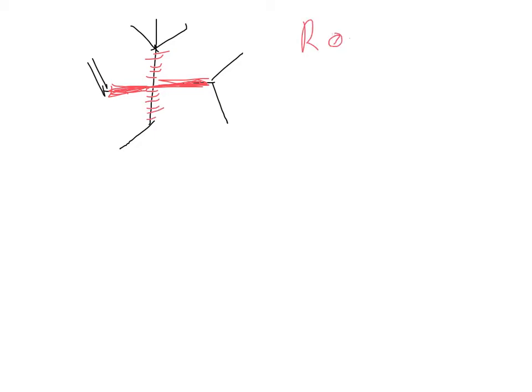So do a Fischer projection. All right. So Fischer projection, it's implied, although it's not drawn, that this is coming out at you. The horizontal pieces are coming out at you, and the vertical pieces are going away from you. All right. So we've got to figure out, is this R or S?